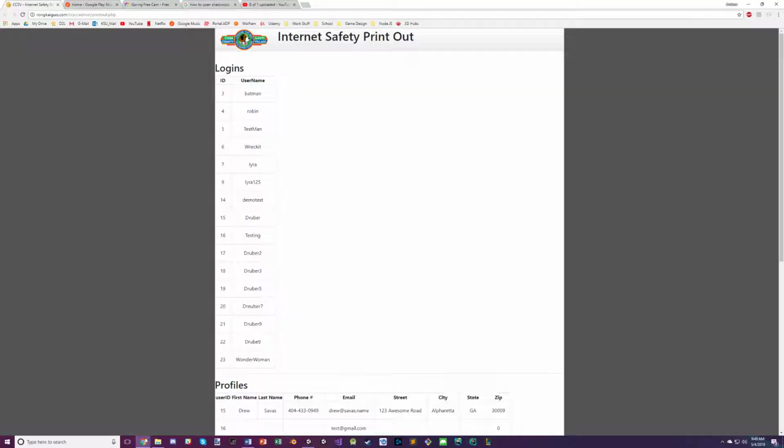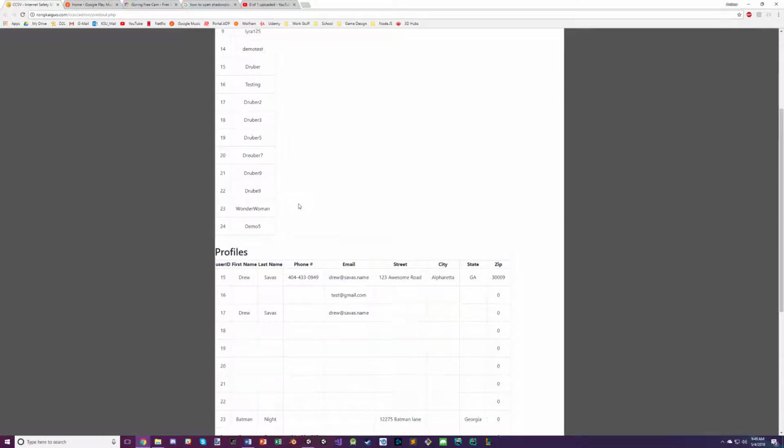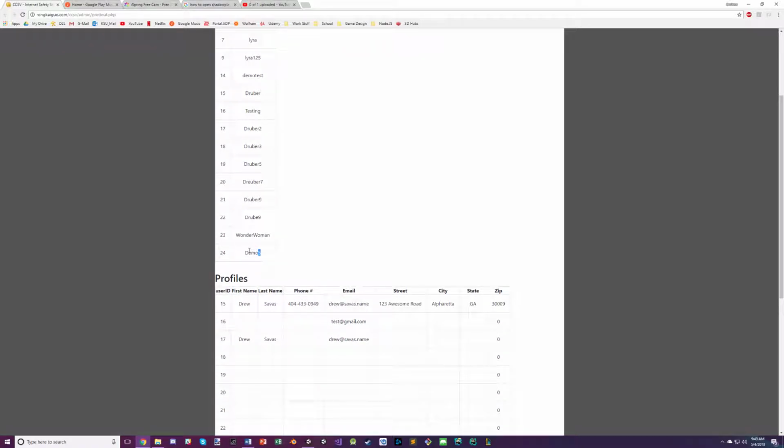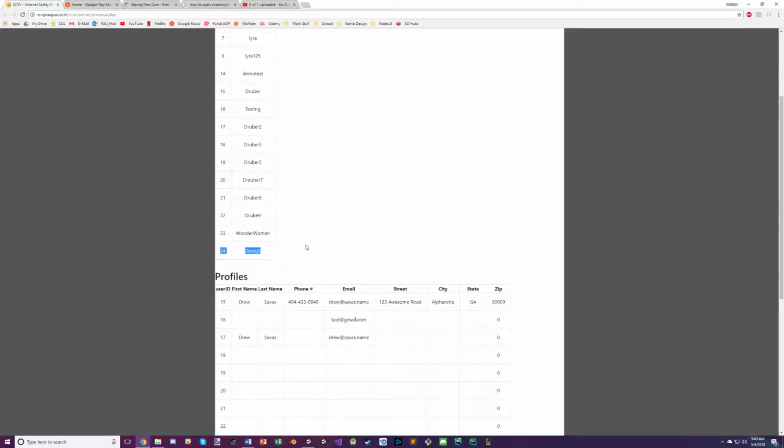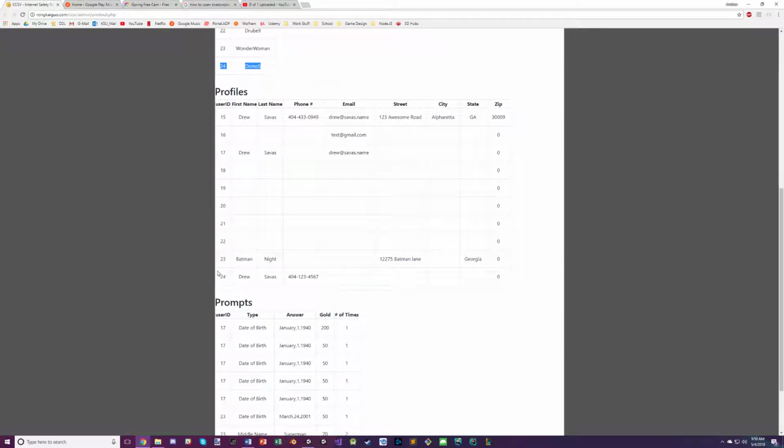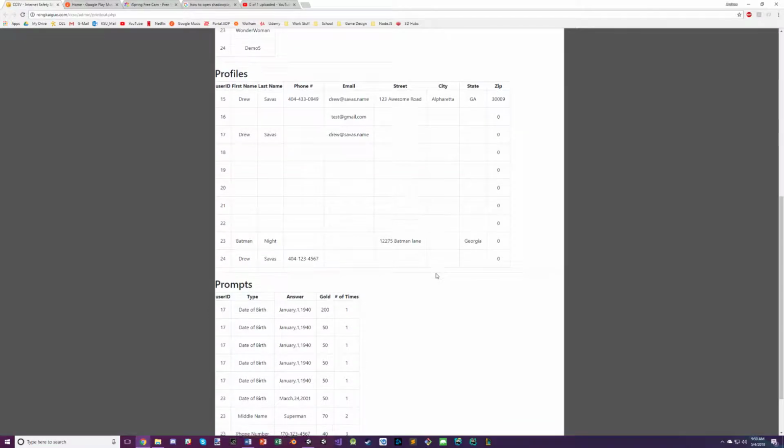So now that we've run the simulation, here's the database side of it. We just ran with the username demo5. As you can see, it made a new user named demo5, and this is user ID 24, and this is the information I gave it. You can see I gave it my first name, last name, and my phone number, but I didn't give it my email, street, city, or state, stuff like that.